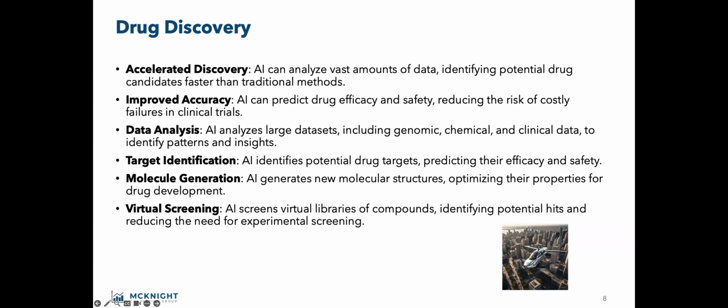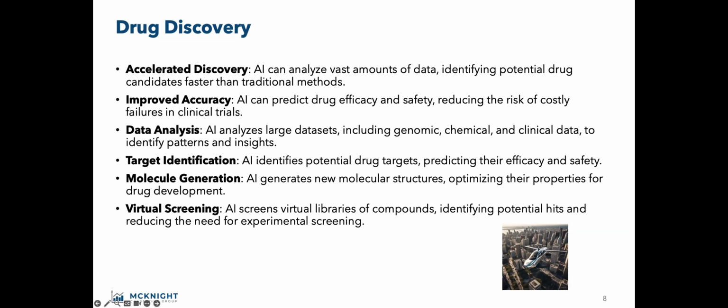Speaking of drug discovery, artificial intelligence is revolutionizing the drug discovery process by accelerating the identification of potential candidates, improving accuracy, and streamlining data analysis. And by analyzing all this data, this genomic data, chemical data, clinical data, AI is identifying patterns and insights that might be missed by other traditional methods. This enables the prediction of drug efficacy and safety, reducing the risk of costly failures in clinical trials.